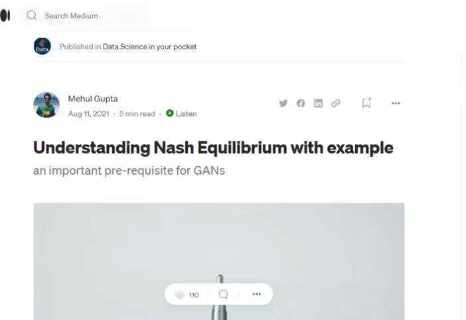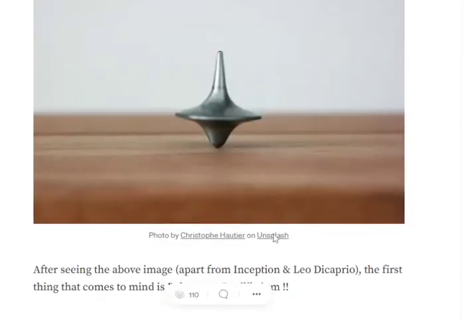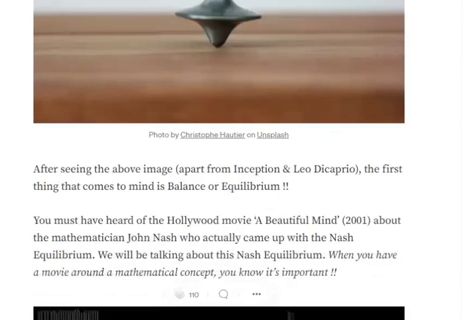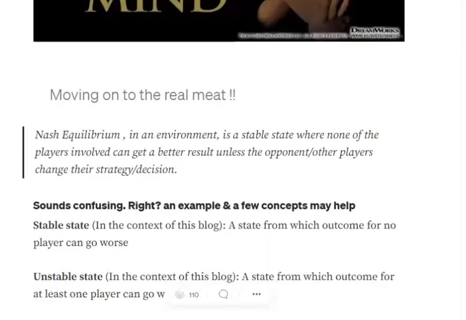Hi everyone. Today we'll try to understand what is Nash equilibrium in game theory and also the mathematical part of Nash equilibrium alongside the example. So Nash equilibrium is a very important concept in game theory. Let's understand what is Nash equilibrium.